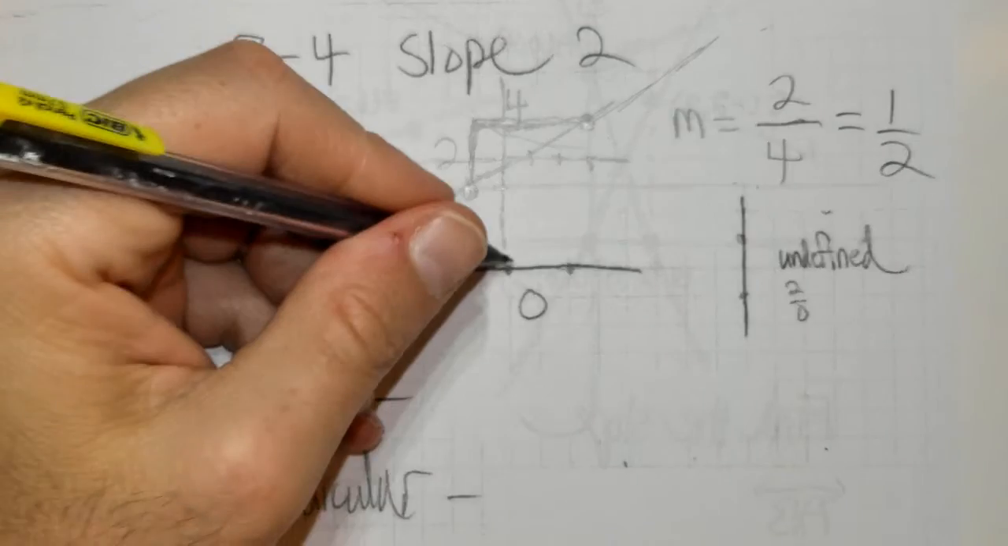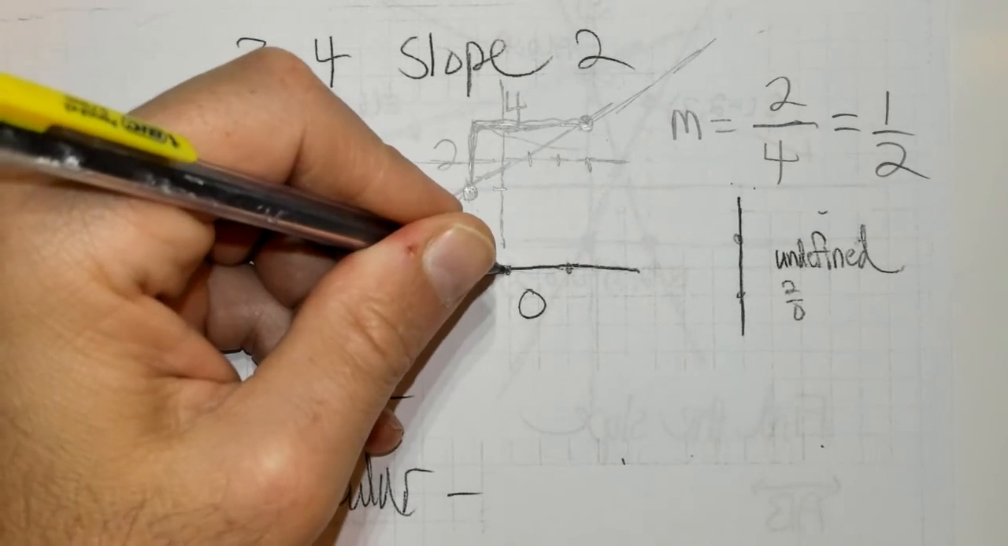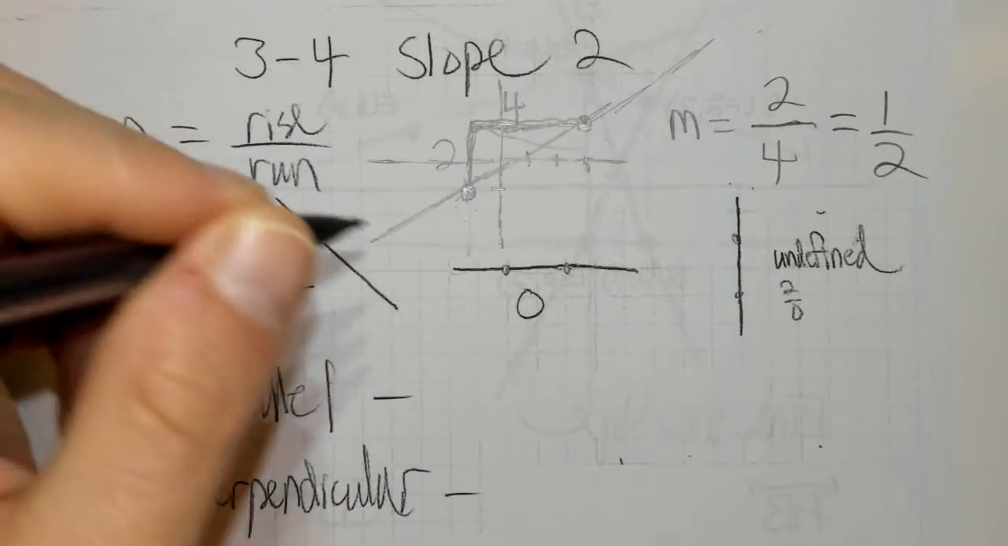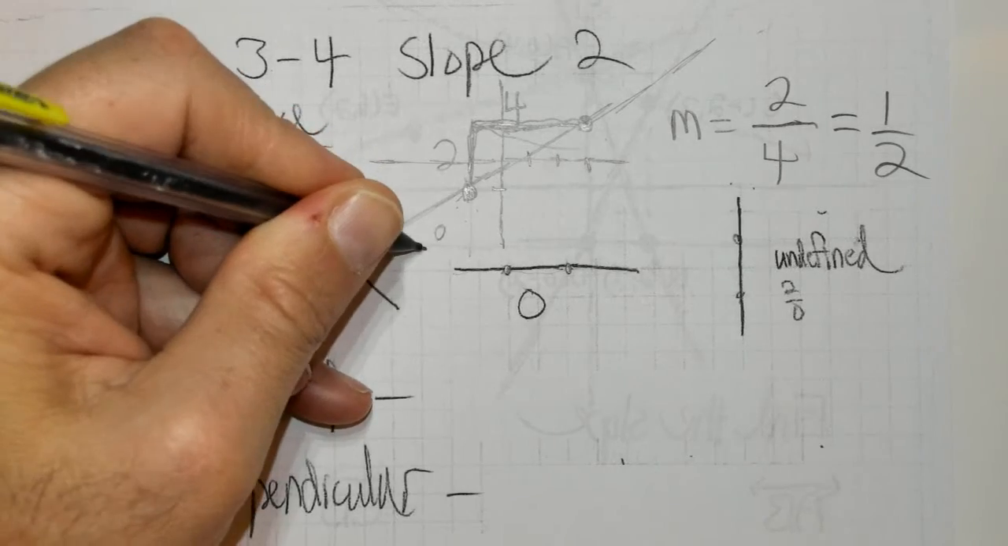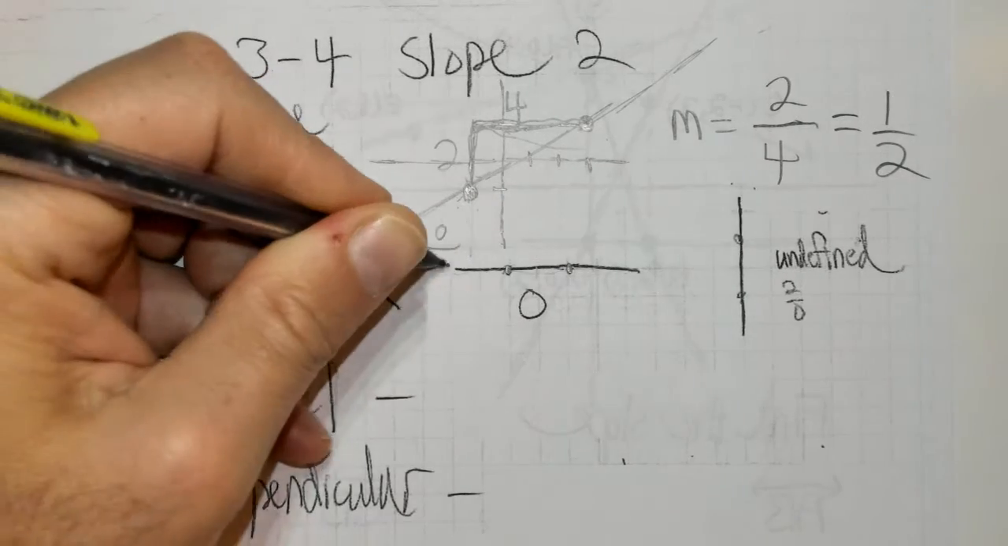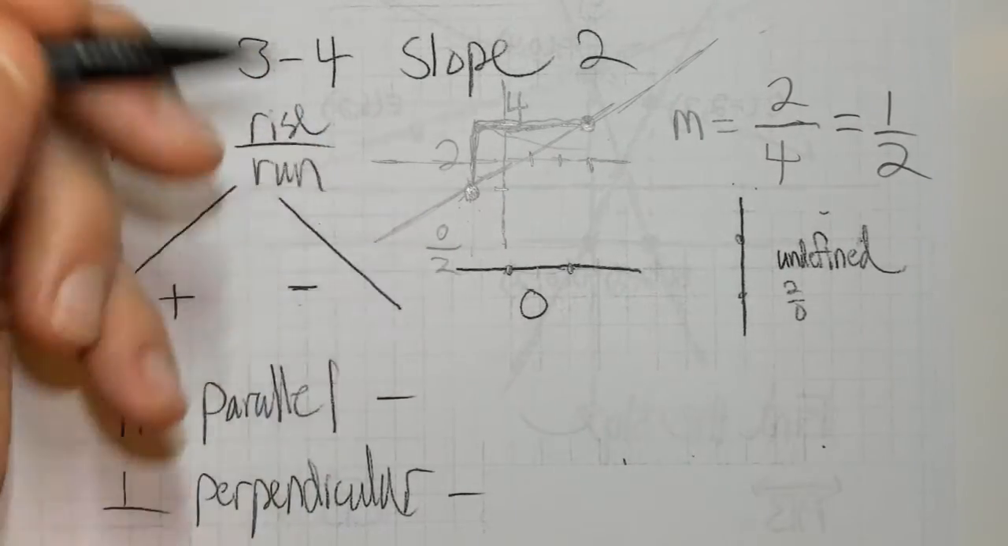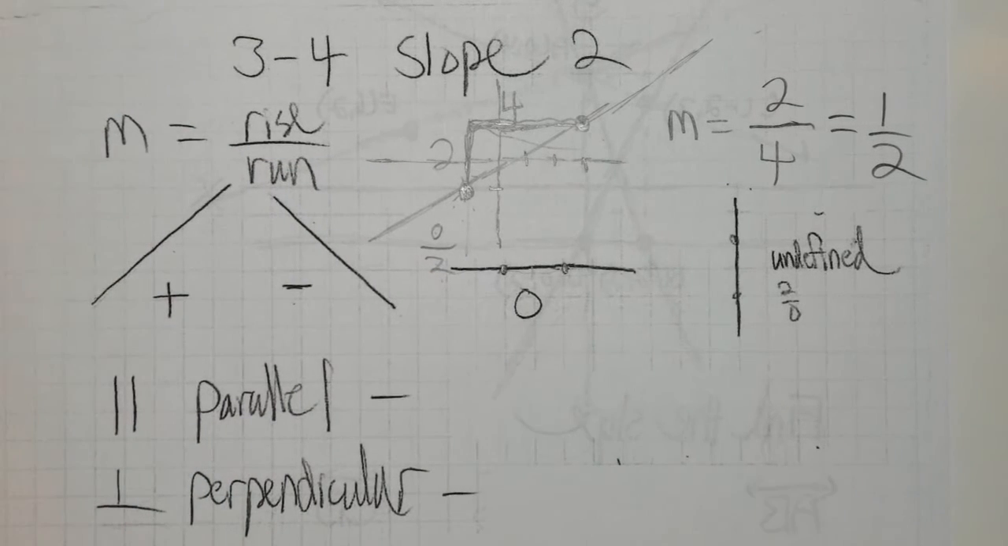And here's why. When you look at this, if you go from here to here to count the rise over the run, what would the rise be? The rise would be 0. And the run in this case would be 2. 0 divided by 2 makes 0. So a horizontal line has a slope of 0.